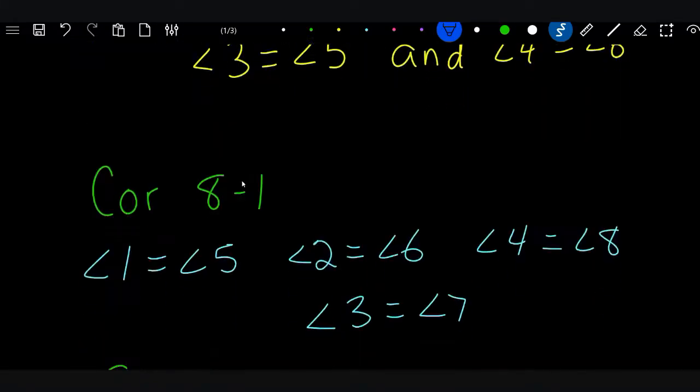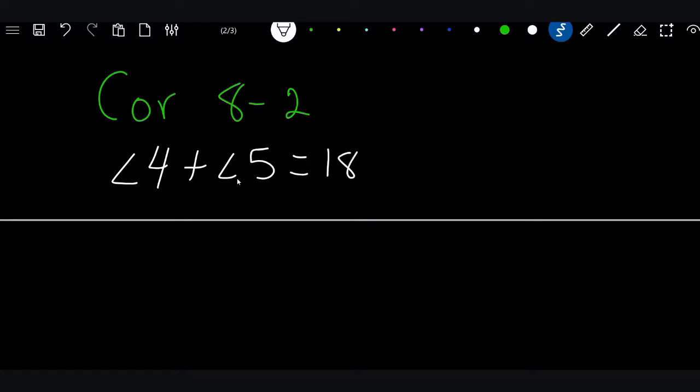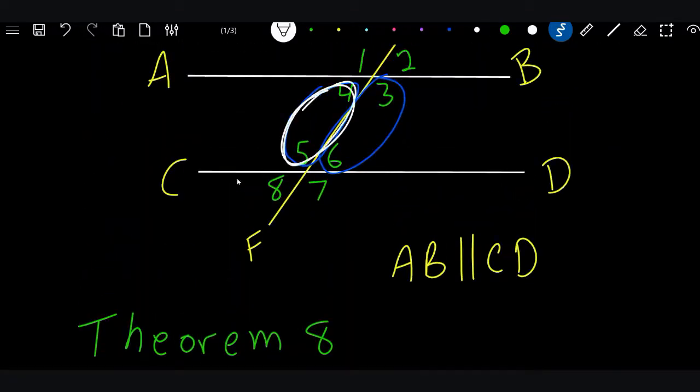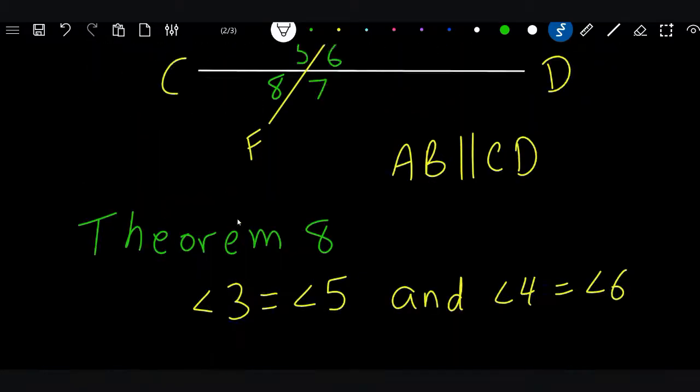So 4 plus 5 equals 180. Angle 4 plus angle 5 equals 180, straight angle. Okay, so that's 4 and 5. These are on the same side of the transversal right there. Okay, and then 3 and 4 are also equal to 180. All right, so that equals a straight line.